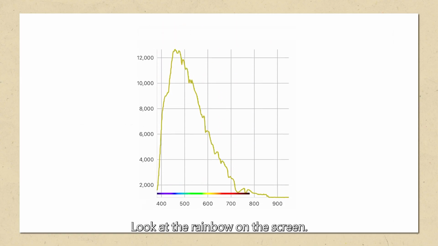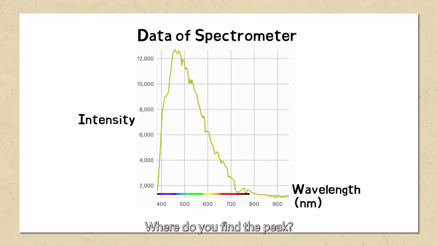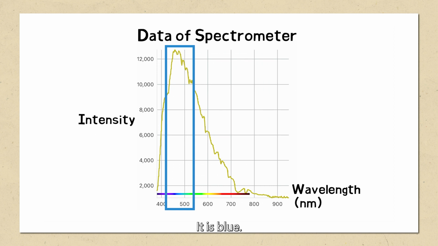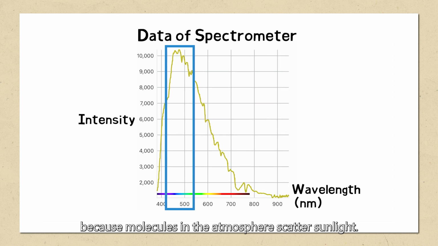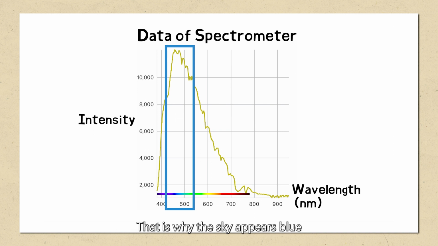Look at the rainbow on the screen. Where do you find the peak? What is the color? It's blue. Yes, the sky we see now appears blue because molecules in the atmosphere scatter sunlight. The scattering of blue light is more significant. That is why the sky appears blue and blue light dominates here.